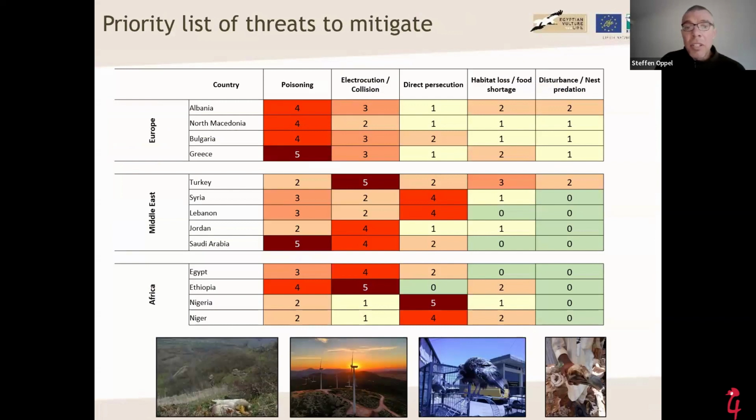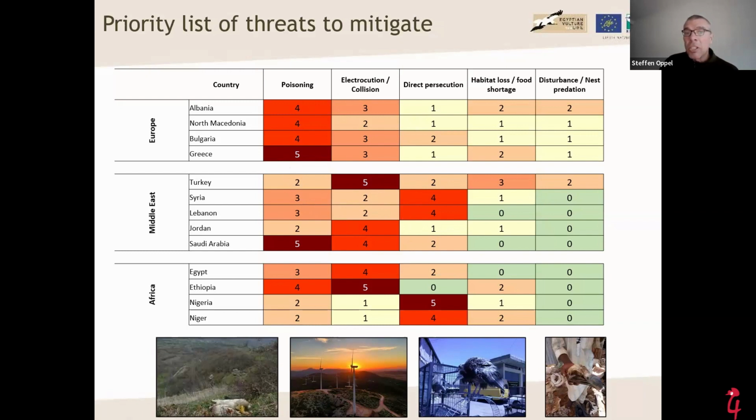And this table lists all the different threats and the importance of threats in the different countries along the flyway where we work. So the darker red the cell is, the more important is a threat in a particular country. And you can see that in Europe, poisoning is one of the most important problems for Egyptian vultures in those 4 countries in the Balkans. In the Middle East, it is either electrocution and collision or direct persecution in some countries where a lot of illegal killing takes place and many migrants are shot on migration. And in Africa, we have a combination of different problems.